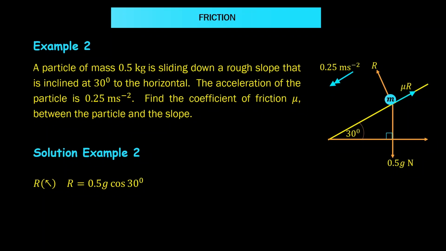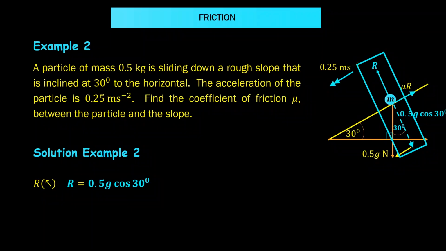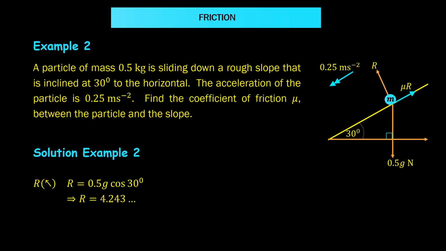Now, if we resolve perpendicular to the slope, we have R equals 0.5 g times cos 30 degrees. And this implies R equals 4.243... We have here, of course, substituted g equals 9.8 into our equation for R.